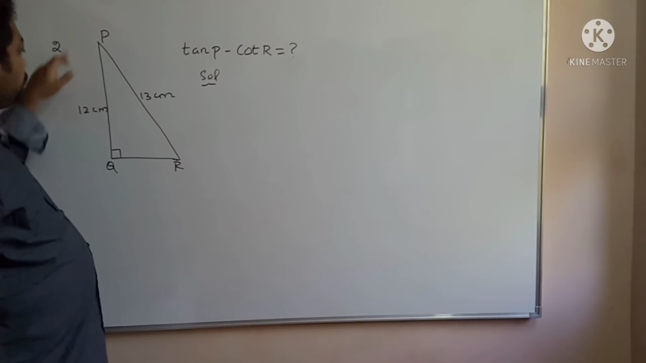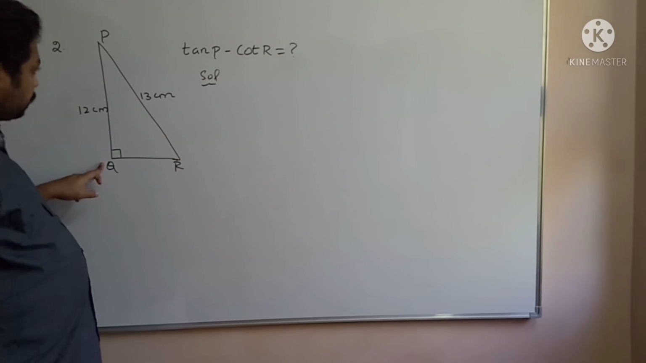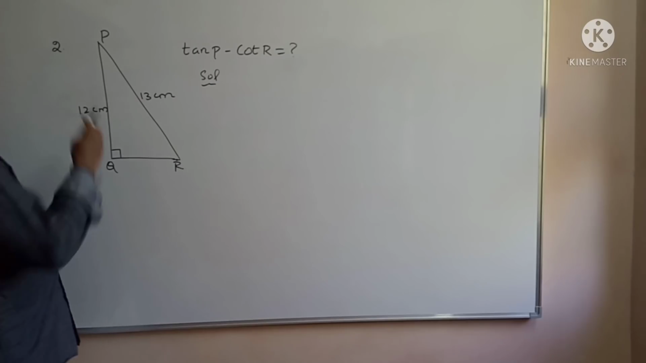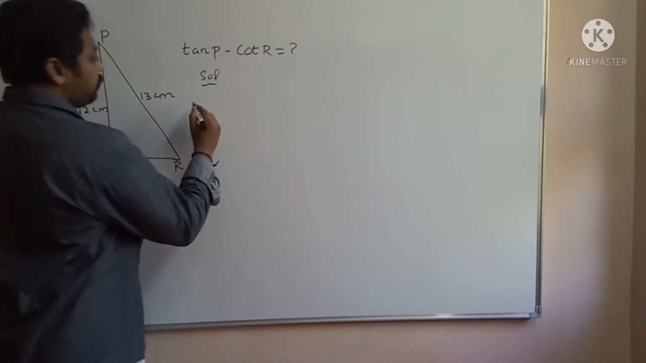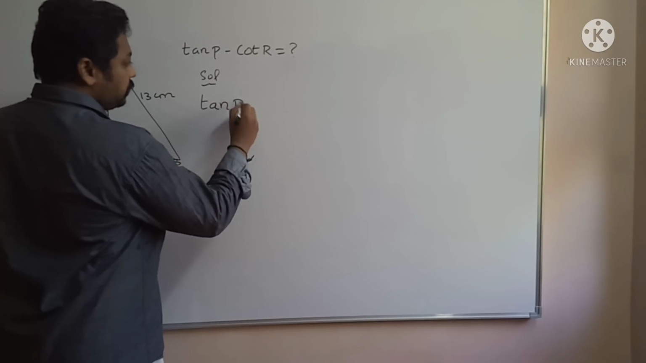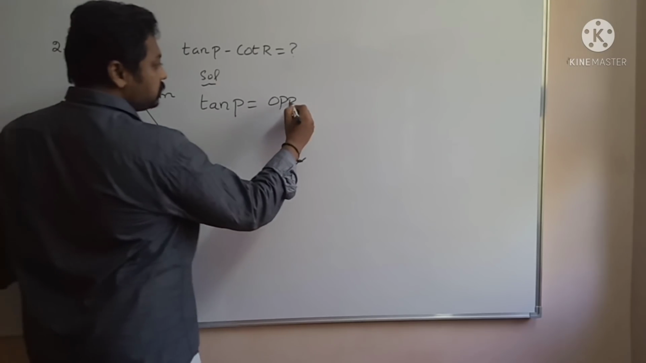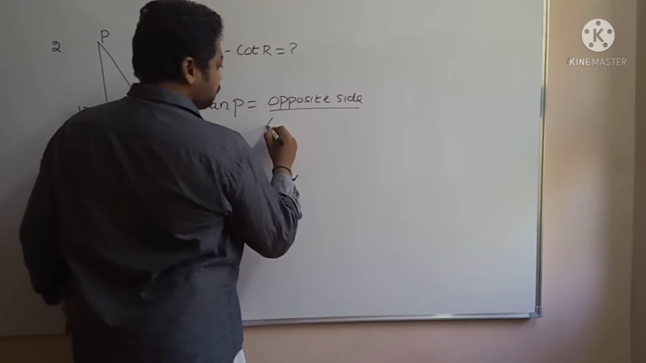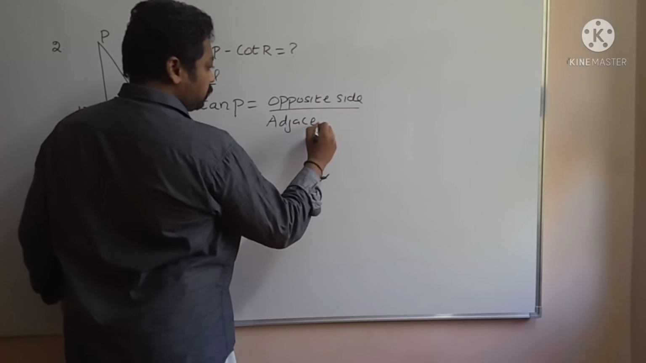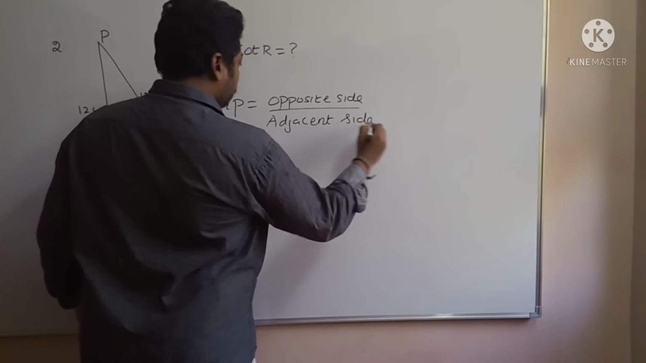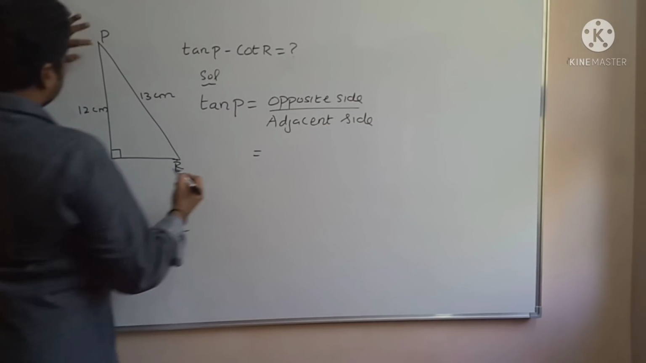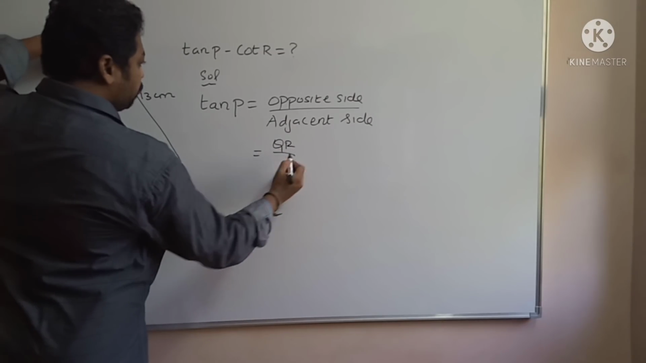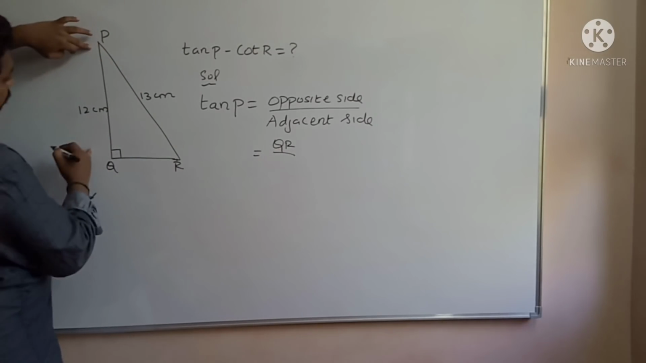Coming to the second Arabic, a triangle is given, right angle at Q. Find tan P minus cot R. First we find tan P. What is the formula for tan? Tan P is opposite side by adjacent side. The angle is P. What is the opposite side to angle P? It is QR, divided by the adjacent side to angle P, which is PQ.